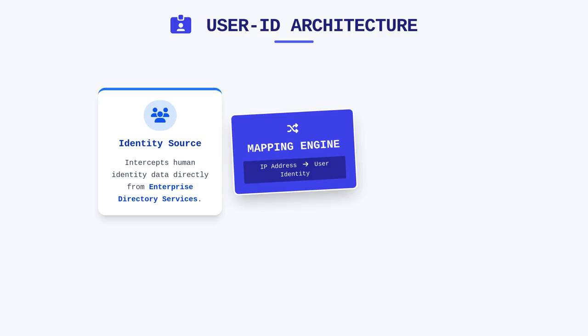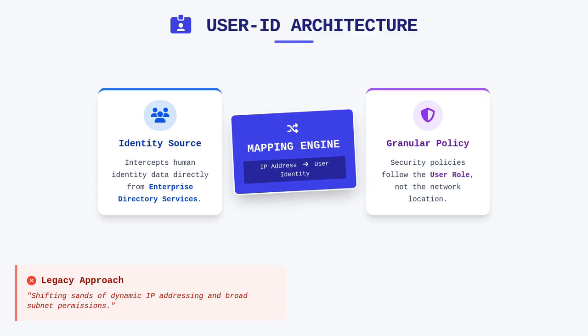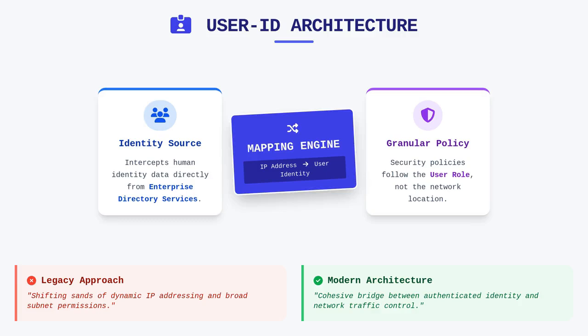This allows us to move away from legacy rules that permit traffic for an entire subnet and instead enforce policies that follow a specific user regardless of their location on the wire. By integrating directly with enterprise directory services, the system creates a cohesive bridge between authenticated identity and granular network traffic control.